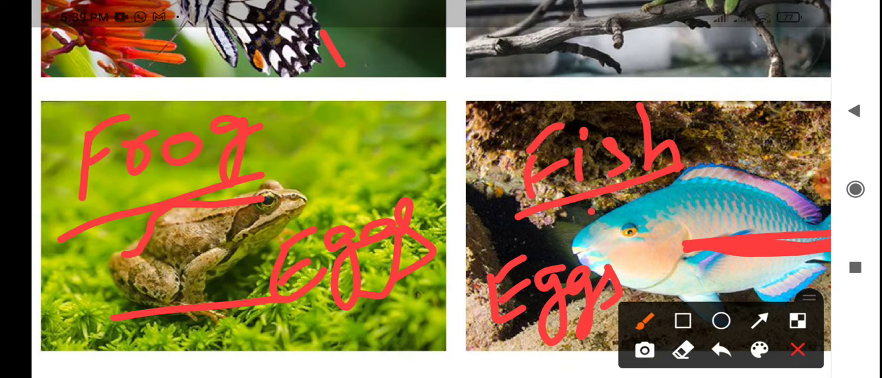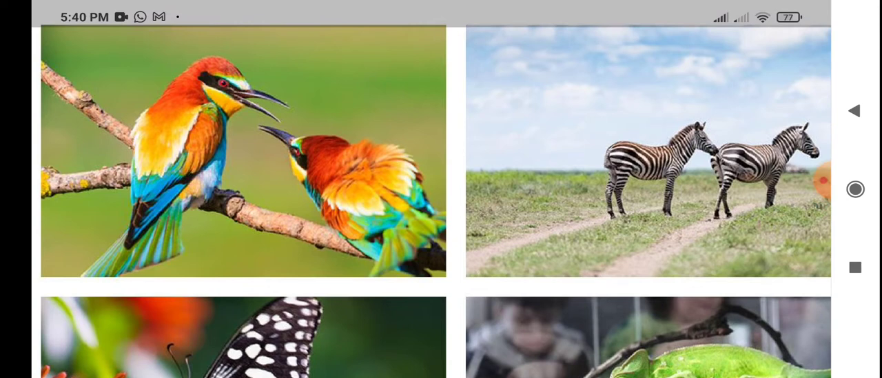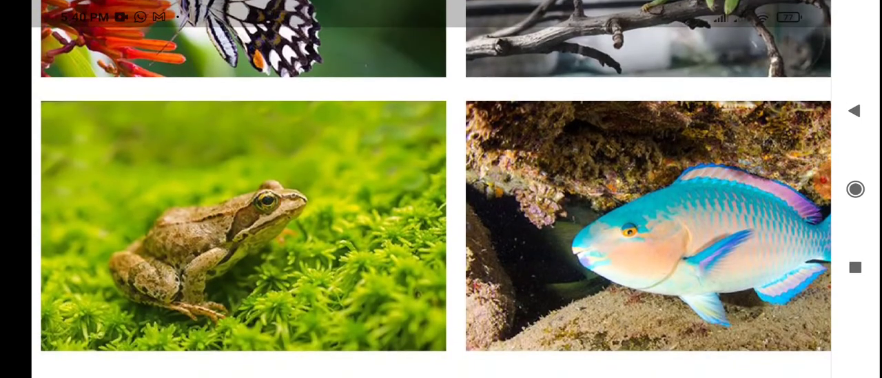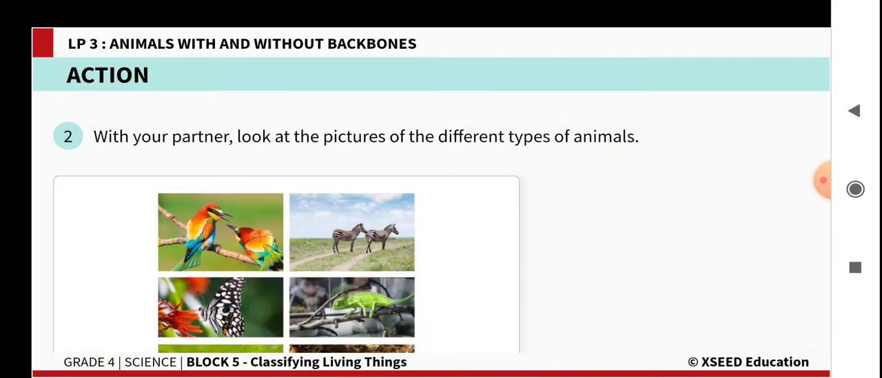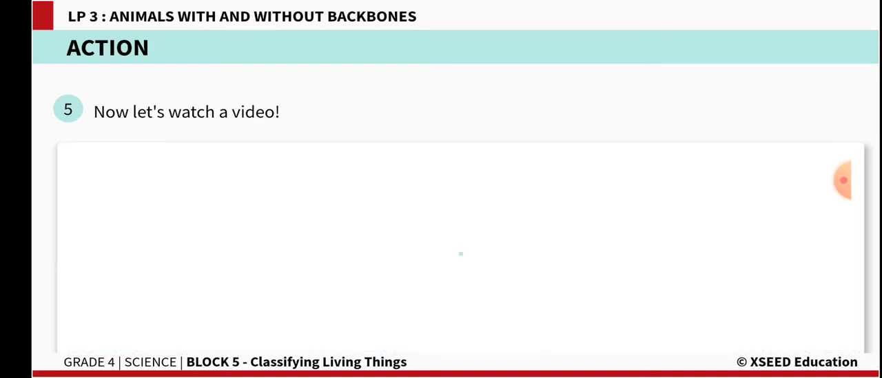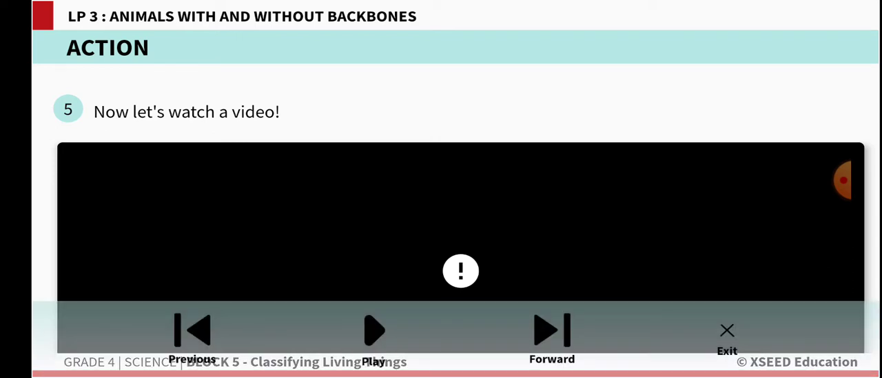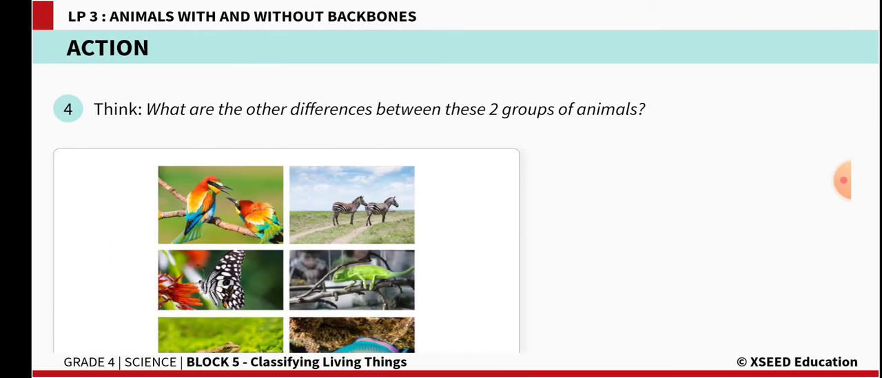Even butterflies are laying eggs. And in this picture only zebras are giving birth directly to the babies, right? So now, based on this, we will discuss what you learnt from this activity. Before discussing, just watch the video and you will learn more about animals with backbone and without backbone. So how are these animals different from each other, when they have a backbone and when they do not? We'll see that by observing this picture and the video.